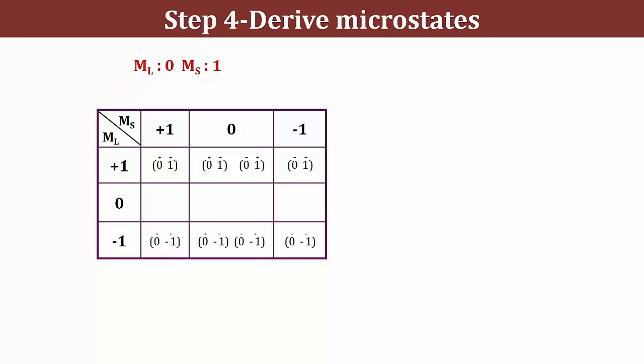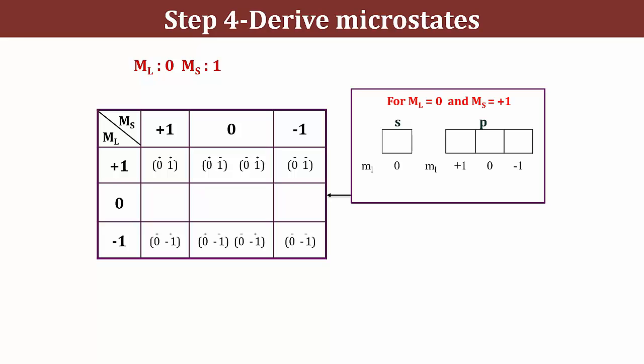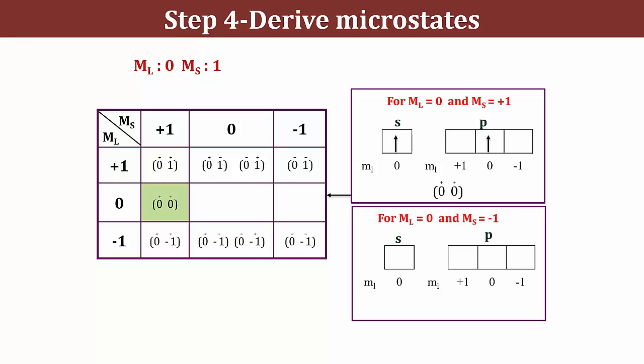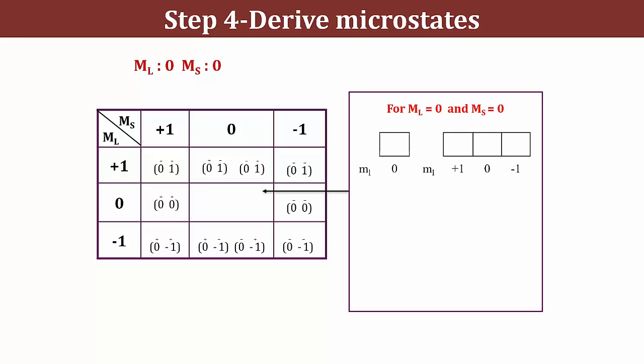For the next value of ml, which is 0, and ms plus 1, both the electrons will be filled in the orbitals with ml 0. The microstate hence is 0, 0 plus plus. For ml 0 and ms minus 1, the two electrons in the orbitals will have the spin minus half each. So the microstate will be 0, 0 minus minus. For ml 0 and ms 0, as ms is 0, the two electrons will have opposite spins. The microstate is 0, 0 plus minus.